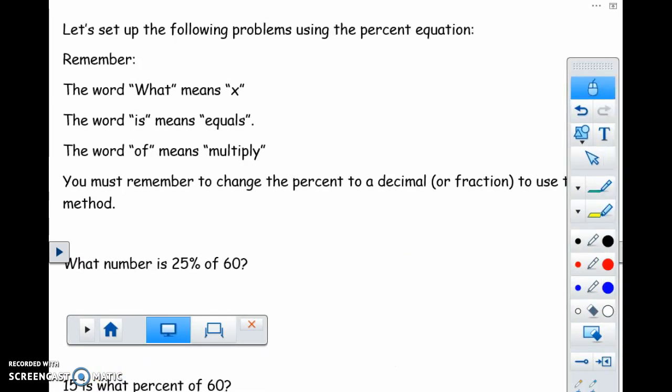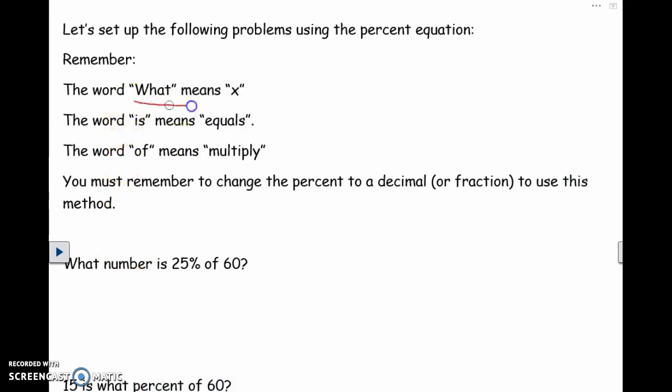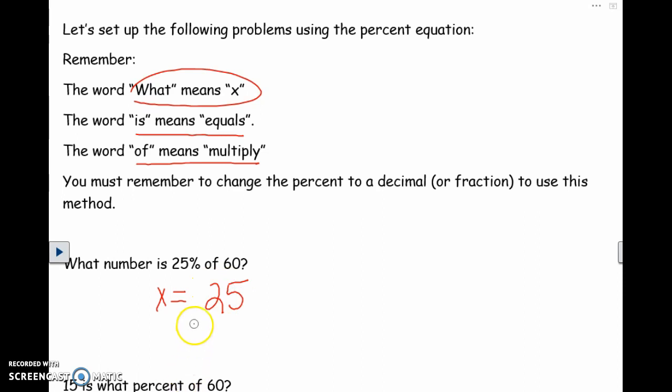Okay, let's set up the following problems using the percent equation. Remember these things. What means X? What means X. That's what we're looking for. Is means equals. Of means multiply. And you must remember to change the percent to a decimal. So if we want what number is 25%, oh gosh, how do I write 25%? Oh sure, 25 hundredths. Of course that makes sense because percent means out of 100.